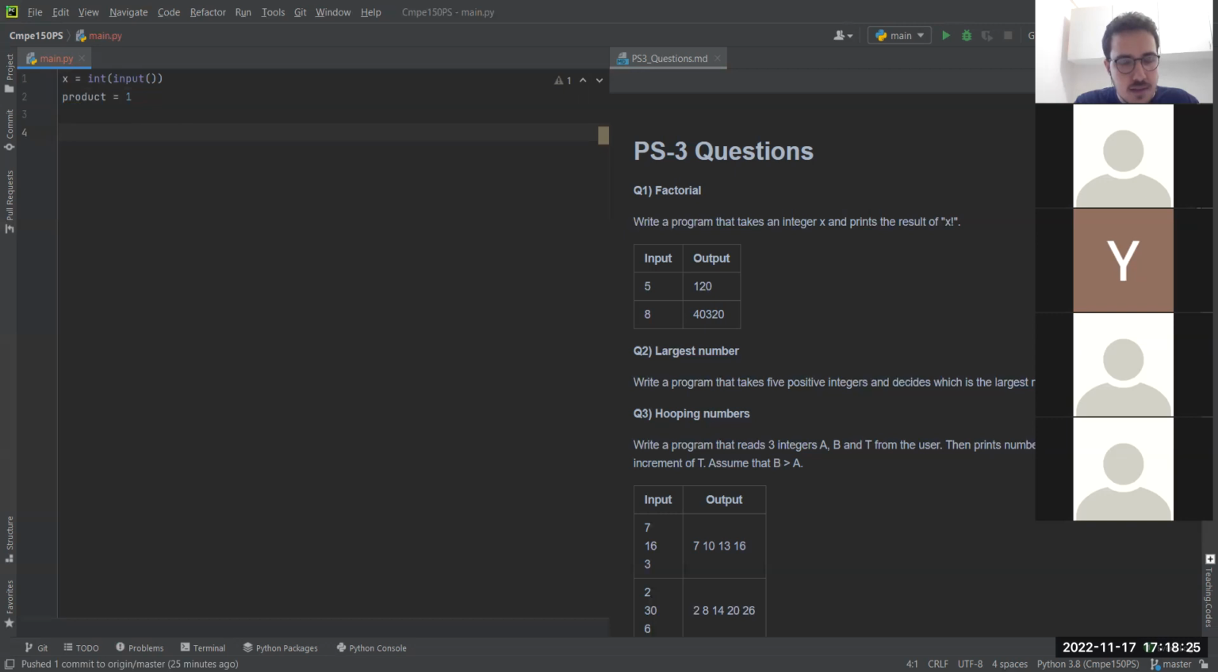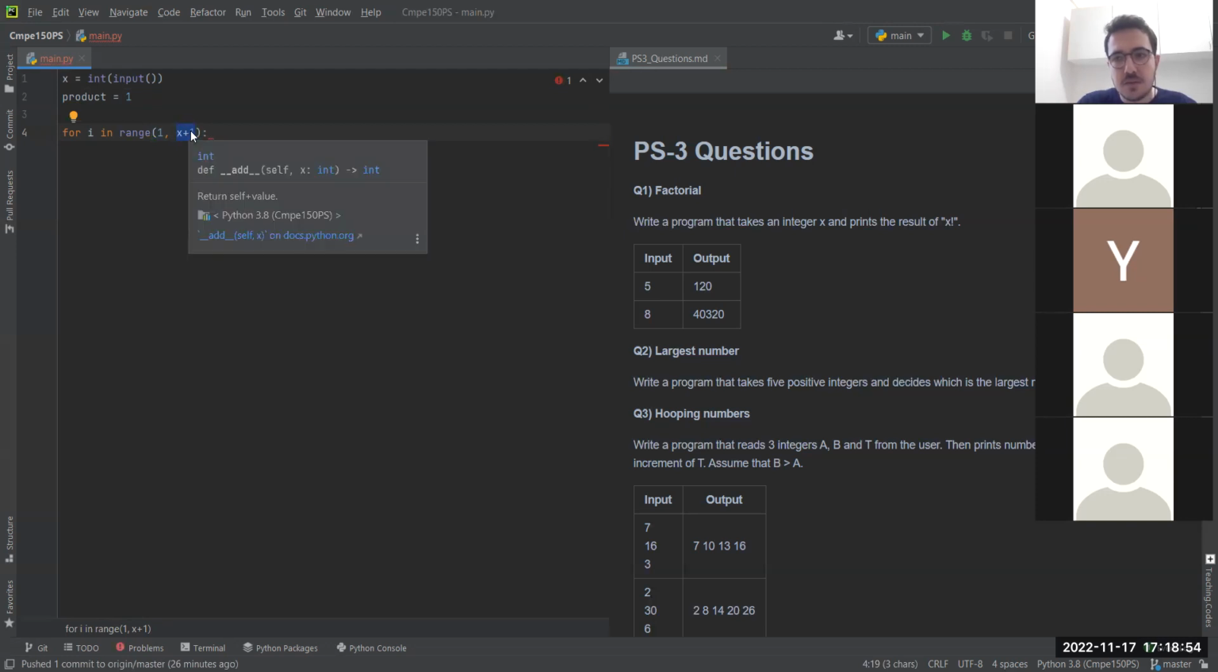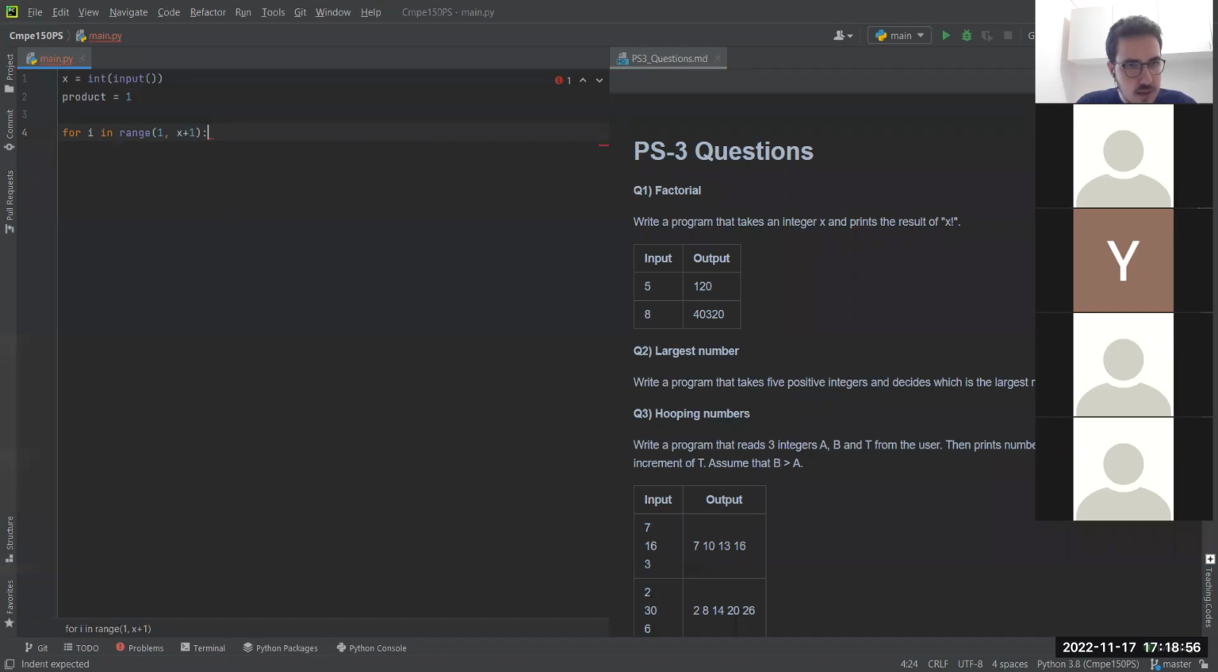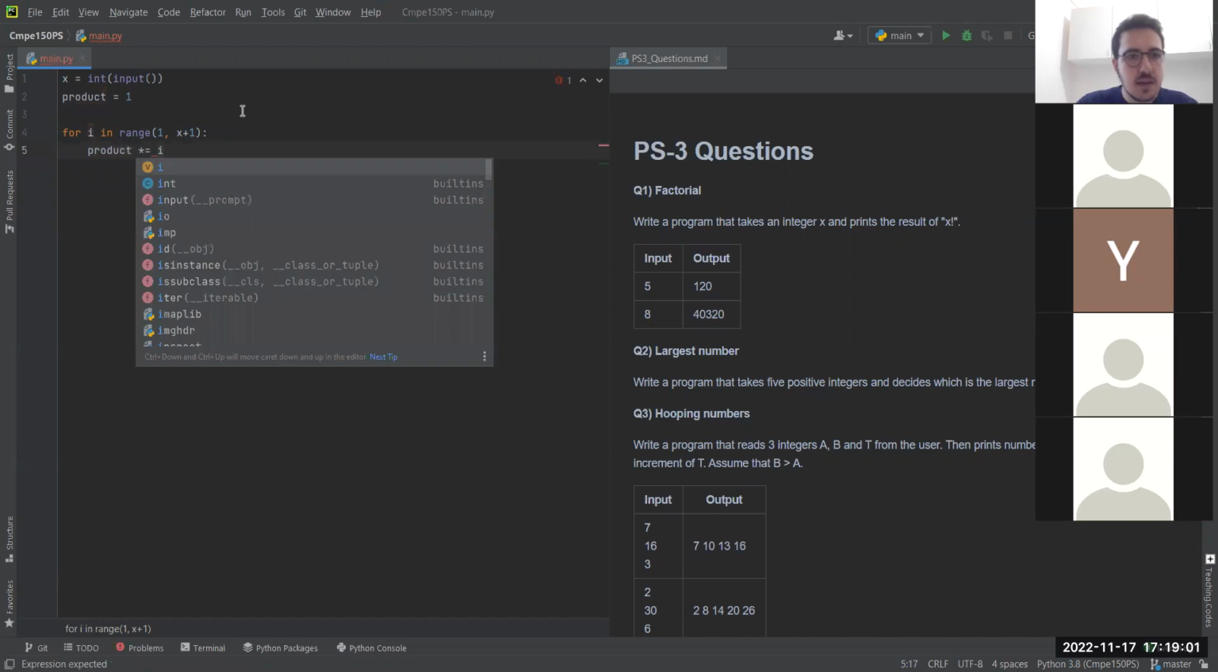And I'm writing a for loop to make sure that the loop takes all the numbers until we reach the integer x, and it should multiply all these numbers. So for i in range starting from 1 and ending in x plus 1. So it will actually end at x. As you know, this element says that you should stop when you see x plus 1, but you should include the x variable. And then the product variable should be multiplied by i every time.